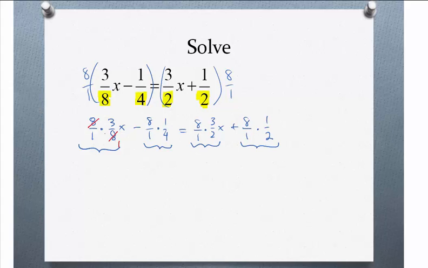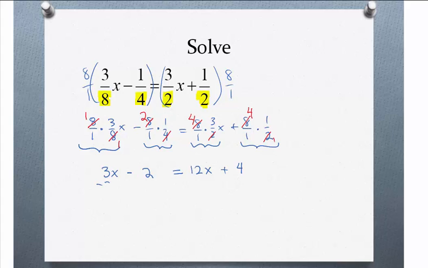8 divides into 8 one time. 1 times 3 is 3. This is just 3x. 4 divides into 8 2 times. 2 times 1 is 2. Next one. 2 divides into 8 4 times. 4 times 3 is 12. And I've got an x there. Last one. 2 divides into 8 4 times. 4 times 1 is 4. And then again, now you've got no fractions left.